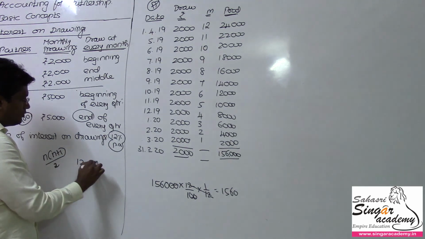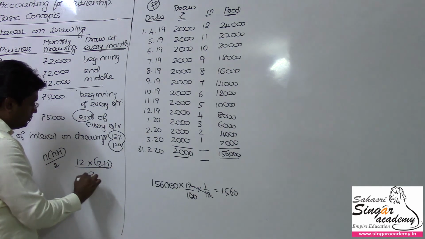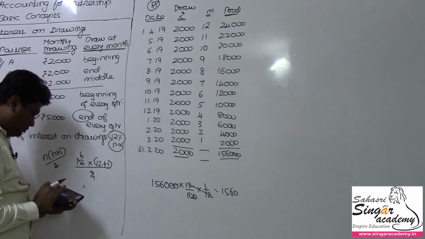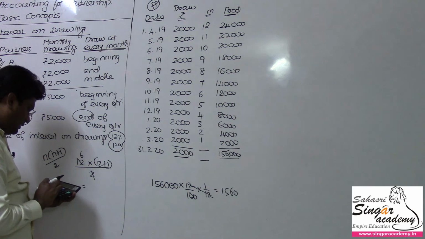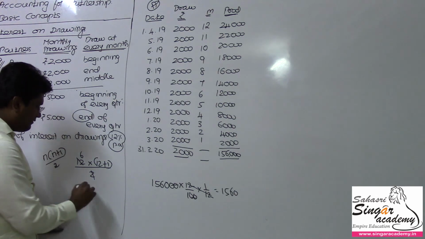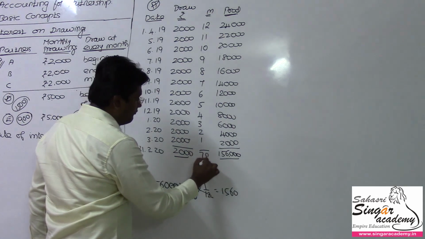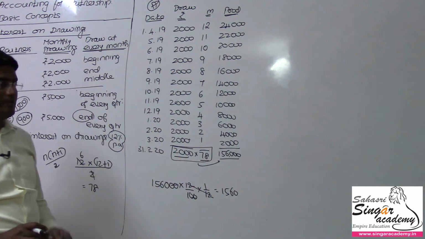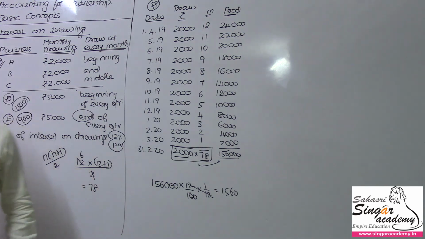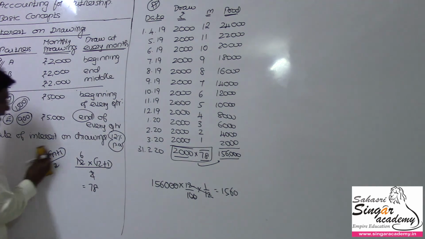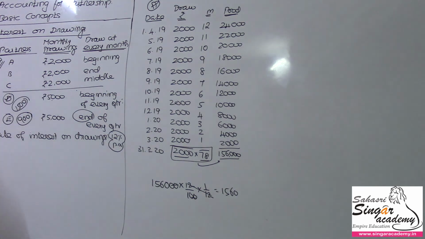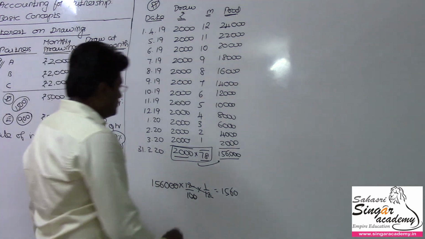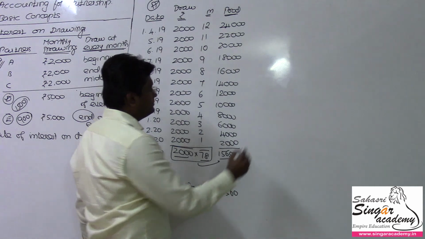So n being 12, 12 into 12 plus 1, divided by 2. So the final answer is 13 into 6, which is 78. If you multiply these two, you will get this answer. So simple, right? That's how we do it now, rather than calculating with a lengthy process. I am going to simplify the calculations here by doing the simplification process. So under this model, what happens now? 2,000 rupees, 2,000 rupees, right?